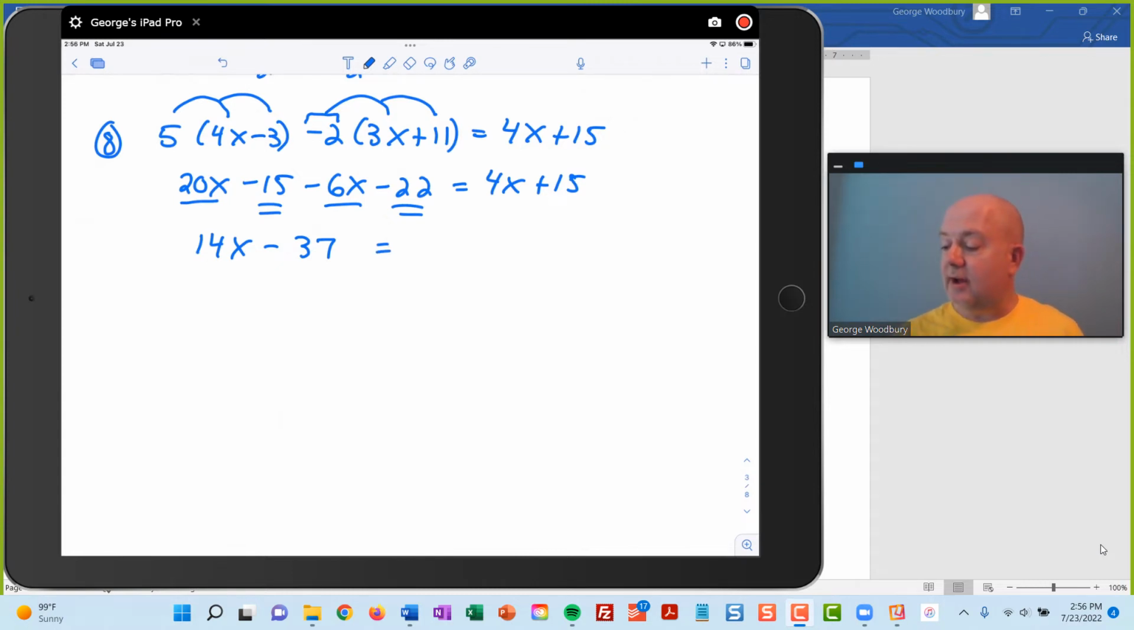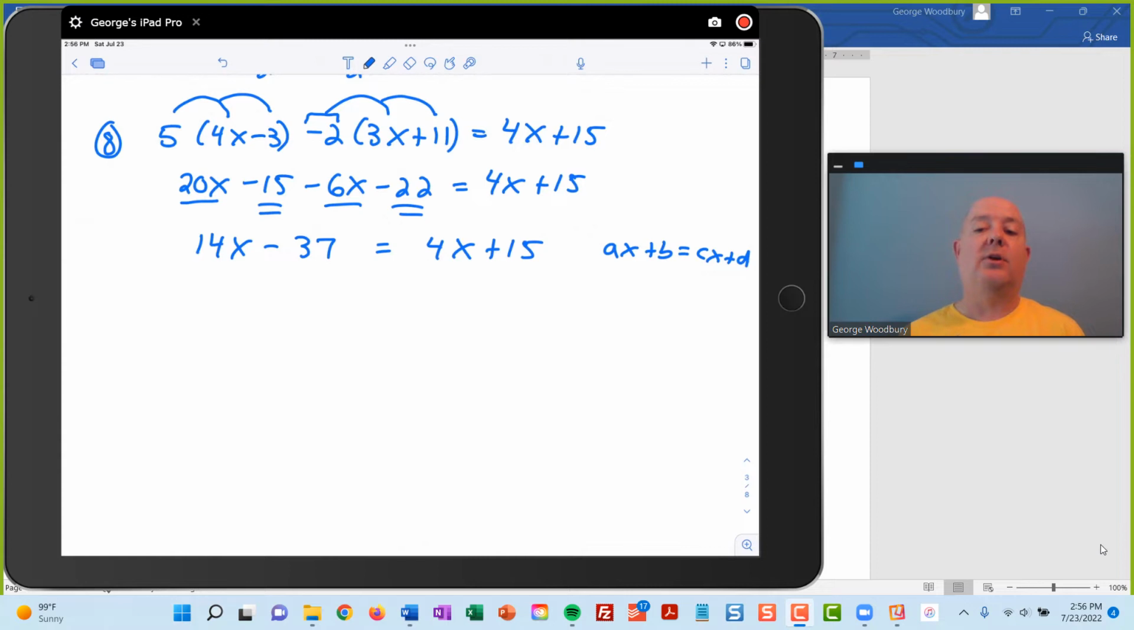On the right-hand side, I still have 4x plus 15. Now I've got it down to that same format I had in the last problem. It's basically of this form: ax plus b equals cx plus d. One variable term on both sides, one constant term on both sides.